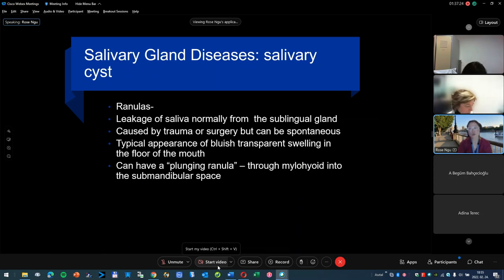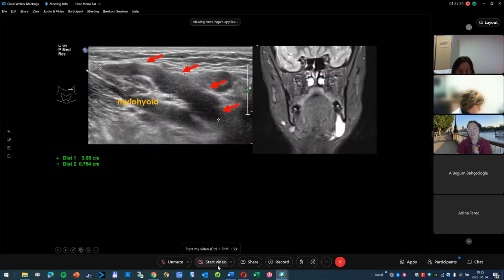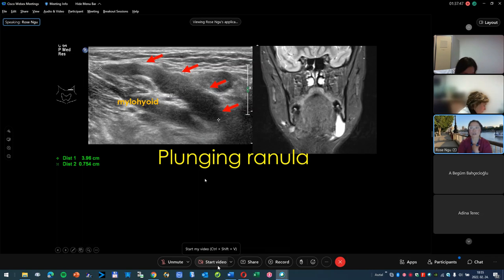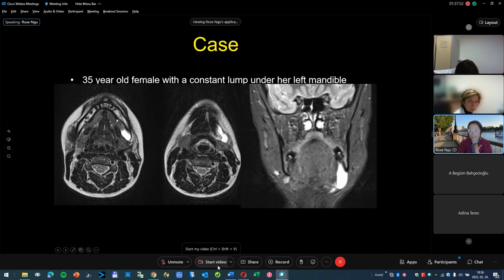Now, it can also plunge below the mylohyoid, therefore appearing on the other side in the extraoral, in the submandibular space. So here you have the mylohyoid. You could see the ranula now plunging into the extraoral cavity. And here, as you can see on the MRI, it appears in the submandibular space. This is called a plunging ranula. It's benign. Again, here showing a 35-year-old female with a lump underneath her mandible. And this is a plunging ranula.